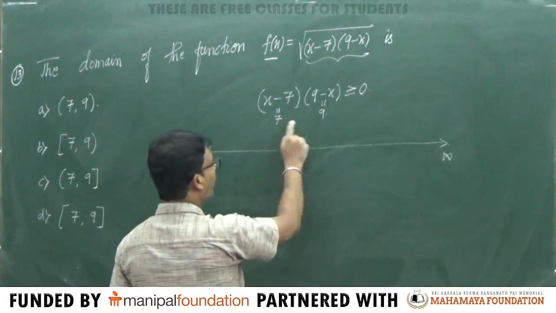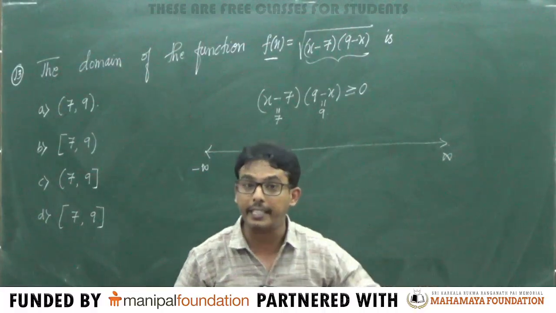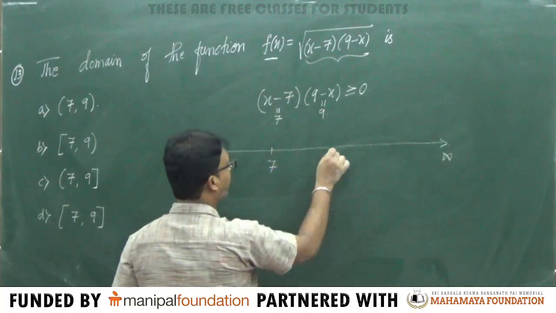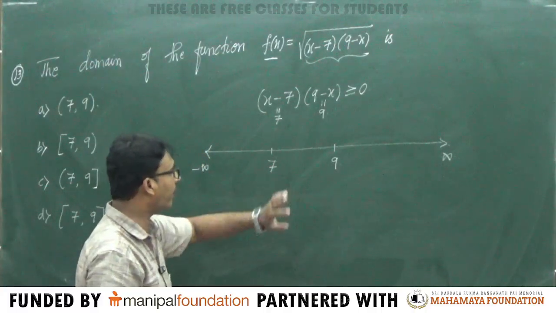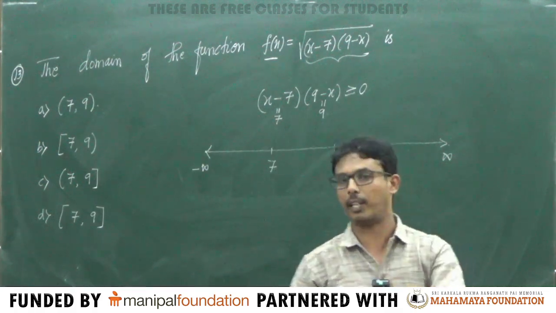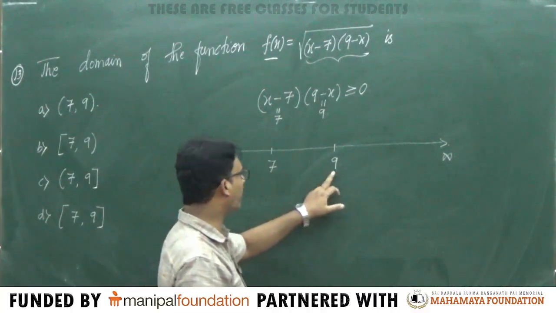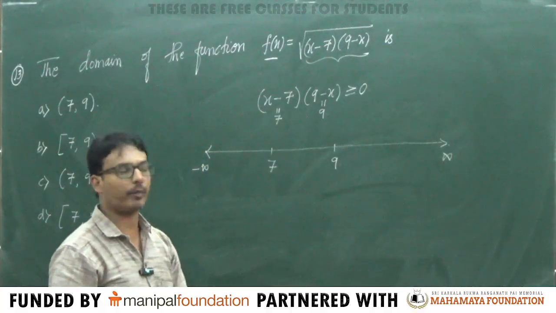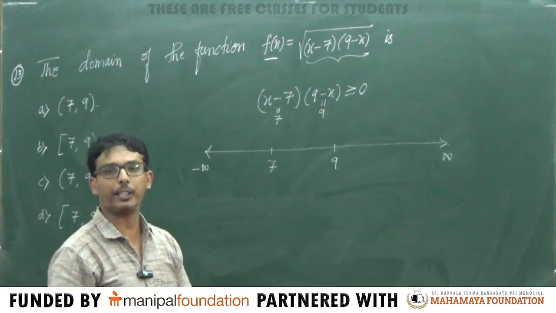Represent the values of x for which each factor becomes 0 on the number line in increasing order. So the least value is 7, the next highest value is 9. The numbers 7 and 9 divide the domain of the given function into three intervals. The intervals are minus infinity to 7, 7 to 9, 9 to plus infinity. We have to check the sign of the product of the factors in each interval. For that, we will apply the inspection method.